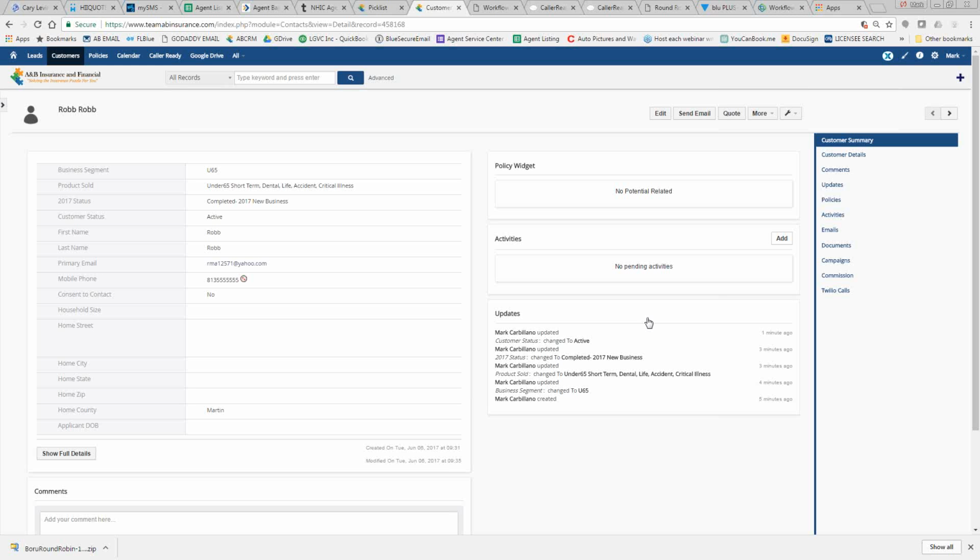What critical illness product are we selling now? NHIC has a cancer, heart attack, stroke, and a critical illness policy.